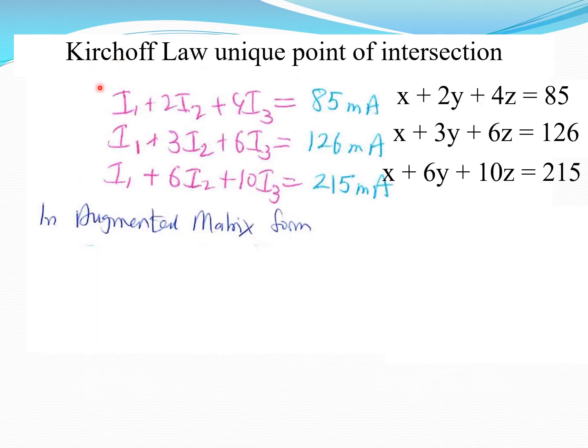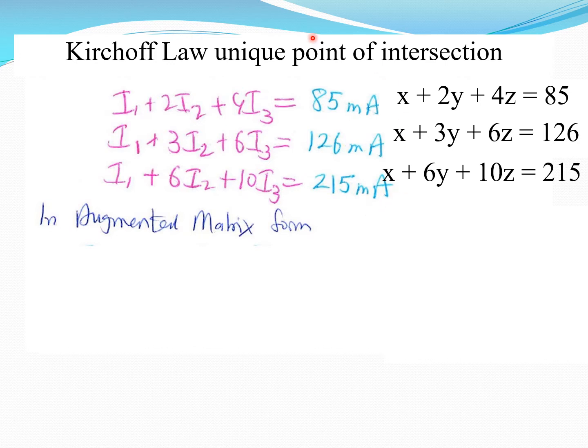So let's look at an example of Kirchhoff's law from electronics. And this system of 3 by 3 equations will have a unique point of intersection. So that represents 3 planes that have a unique point of intersection, the first graphic that we showed you there. So I1 plus 2I2 plus 4I3 equals 85 milliamps. Likewise in the second equation and the third equation. And we could also do those in x, y, and z accordingly.